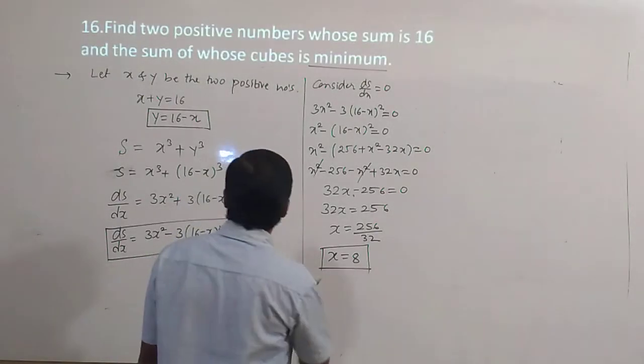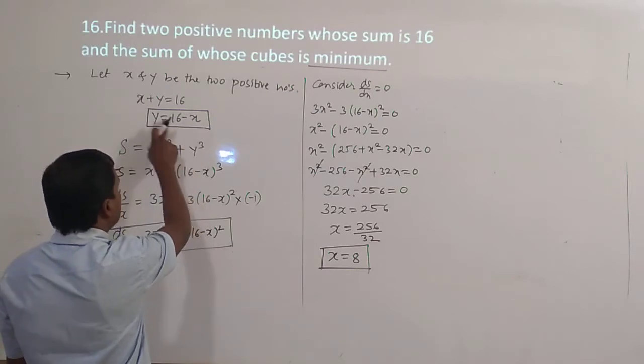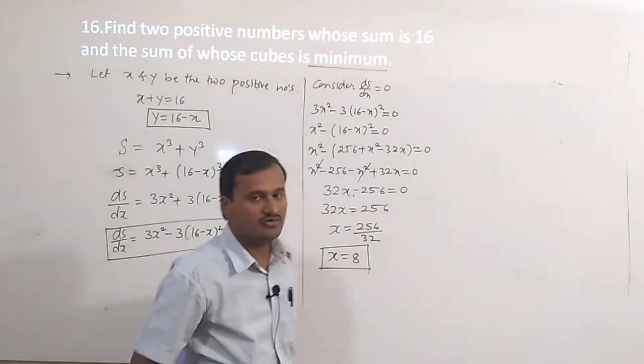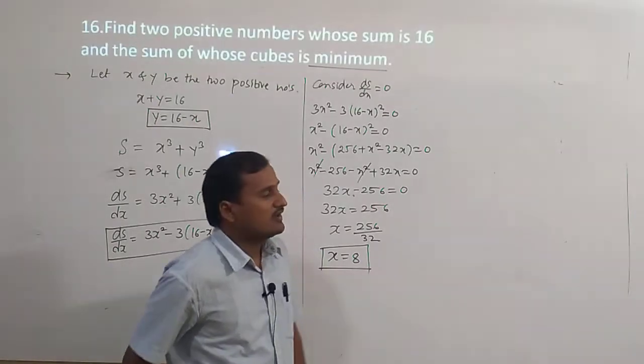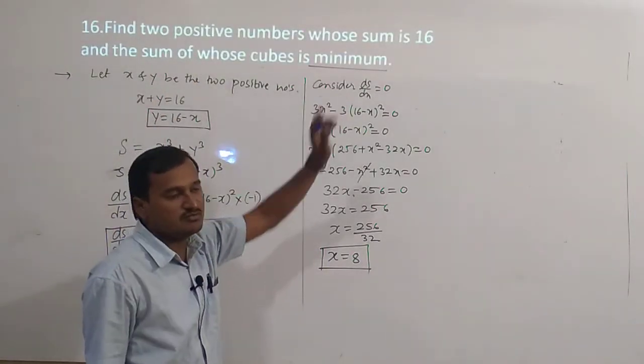If x equal to 8, then what is the value of y? 16 minus 8 means y is also equal to 8. But our aim is to prove that the sum of whose cubes is minimum.